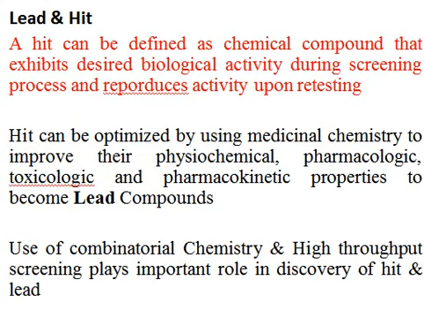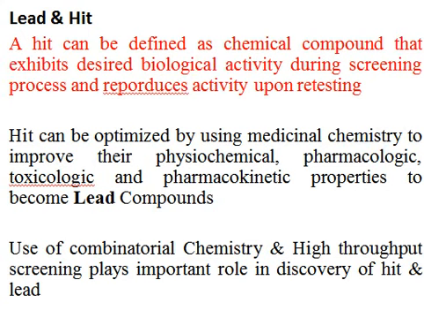So when we are searching for a hit and a lead compound, the use of combinatorial chemistry and high throughput screening plays a very important role, right? What's combinatorial chemistry? Combinatorial chemistry is a method by which we can synthesize a large number of related compounds at one time. In a single run, you can synthesize thousands of compounds, but those compounds should be related. For example, you can synthesize 1000 esters in a single run by means of combinatorial chemistry.